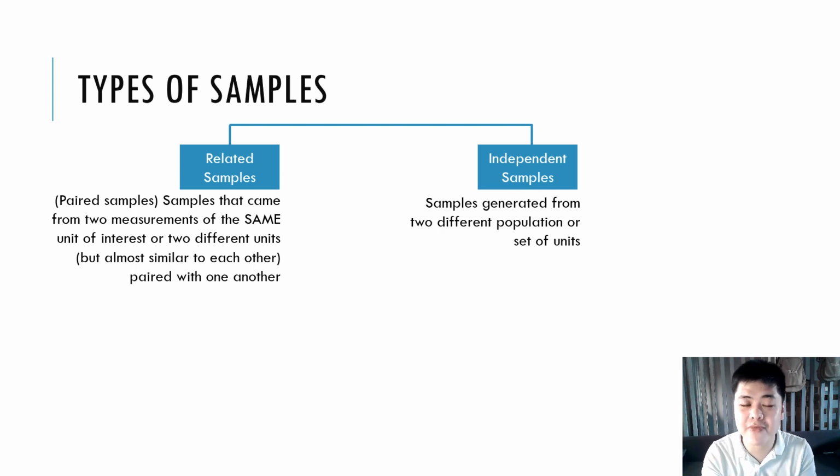If you want to compare the effect of a fertilizer, say for example you have fertilizer A and fertilizer B, then you have one set of plants over here and then another set of plants over here. Okay.